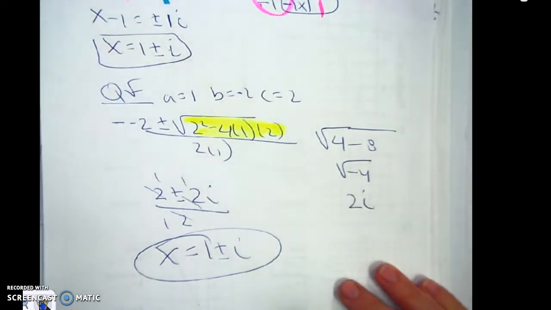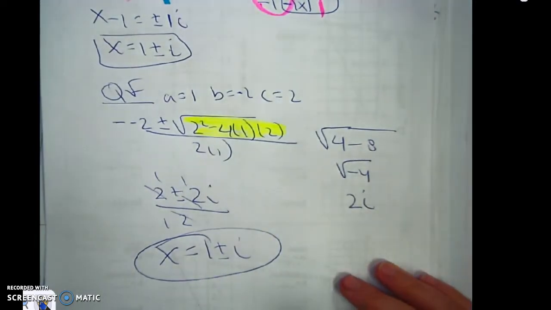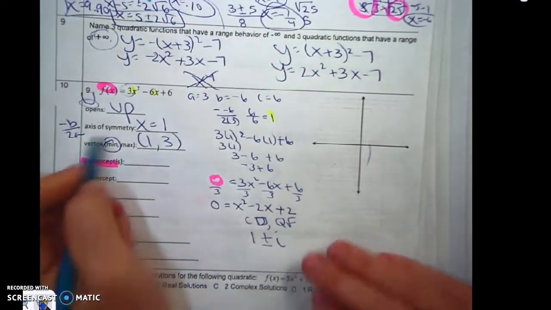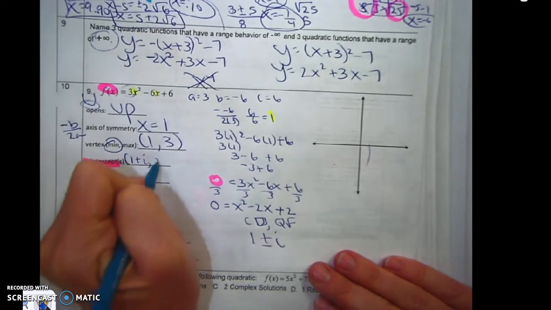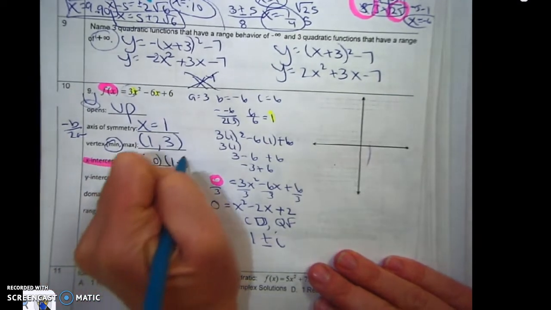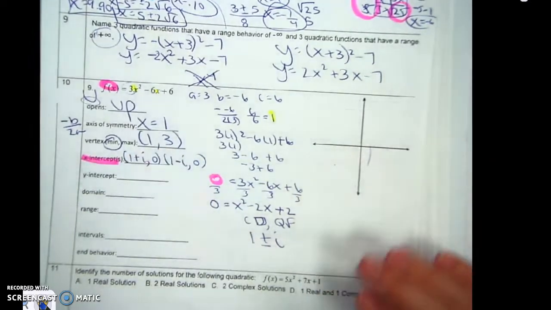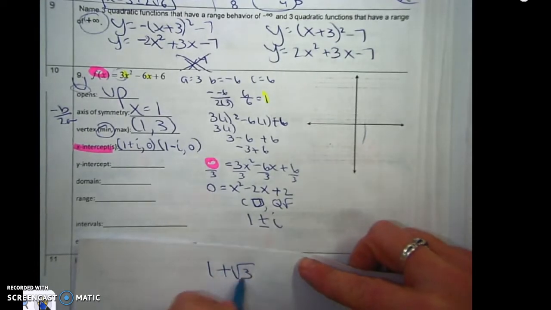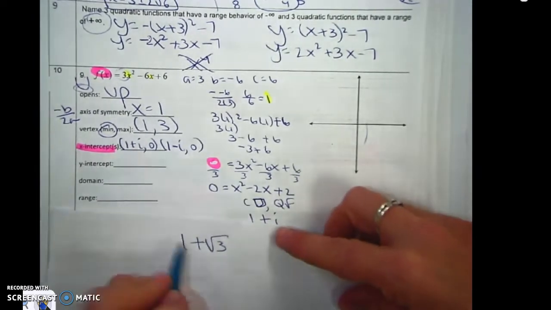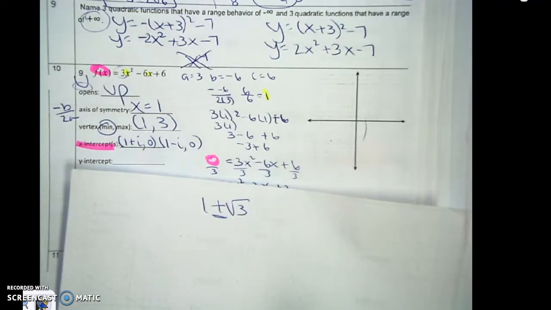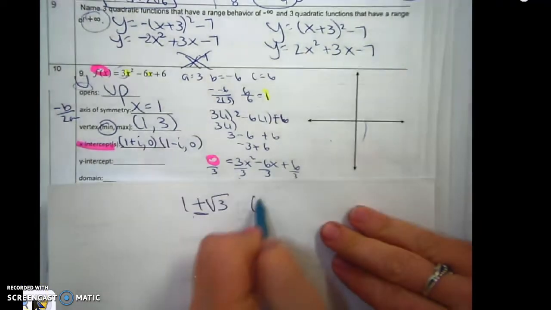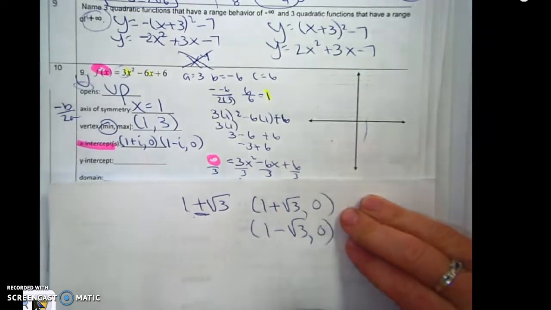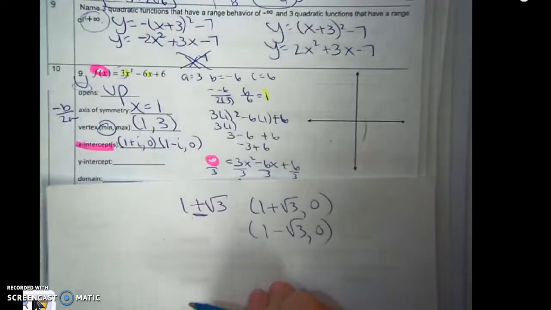Okay? But I need to write it as a point. So I know I got this as an answer. Okay? So I'm going to write it as 1 plus i, comma 0. 1 minus i, comma 0. Now, let's say you had to do the quadratic formula, and you'd end up with 1 plus rad 3. Let's just pretend. And 1 minus rad 3. So if you got this as an answer, you would write 1 plus rad 3, comma 0, 1 minus rad 3, comma 0.